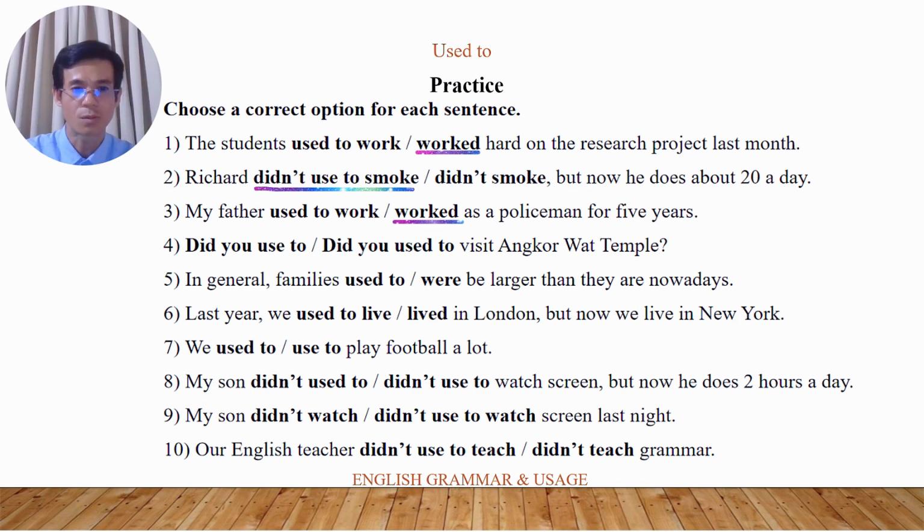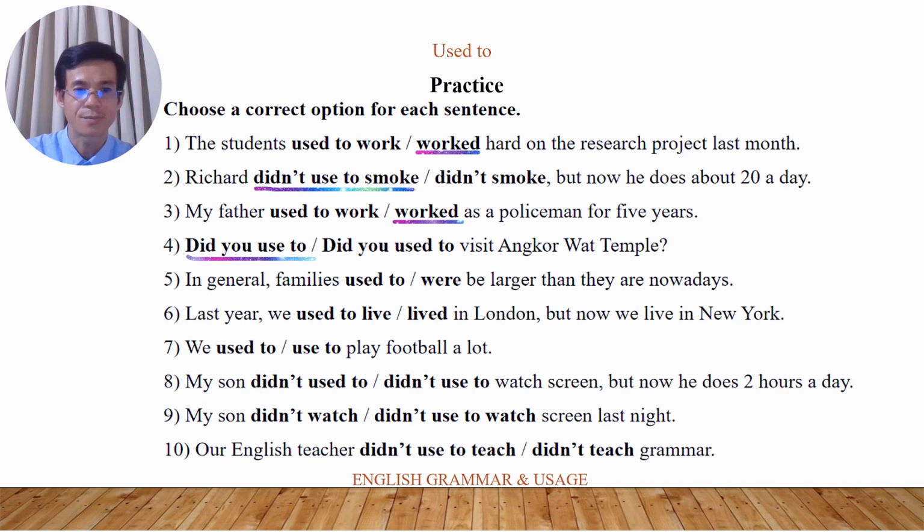Sentence number 4. Did you use to, or did you used to visit Angkor Temple? So choose between did you use to and did you used to. The first use to is spelled without D, and the second used to is spelled with D. So the answer is the first one. Did you use to? So in question form, use to does not take D.